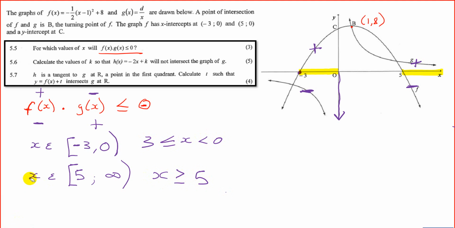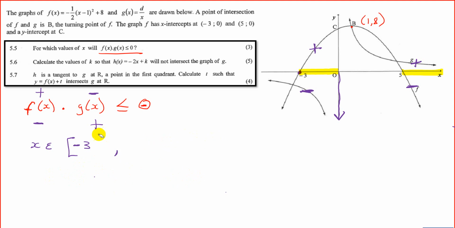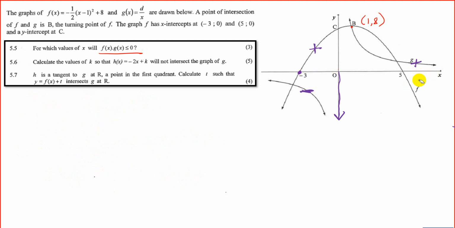Okay, I'm going to go on to 5.6. I just want to erase my board so I can work on the next question. Clear our graph as well.